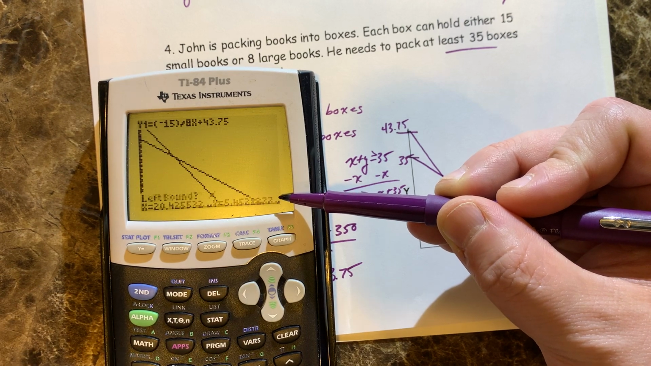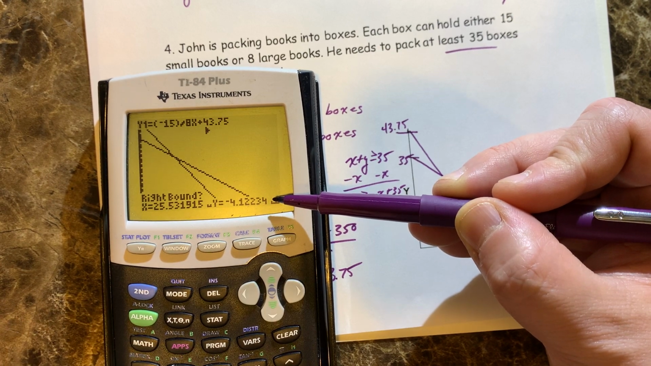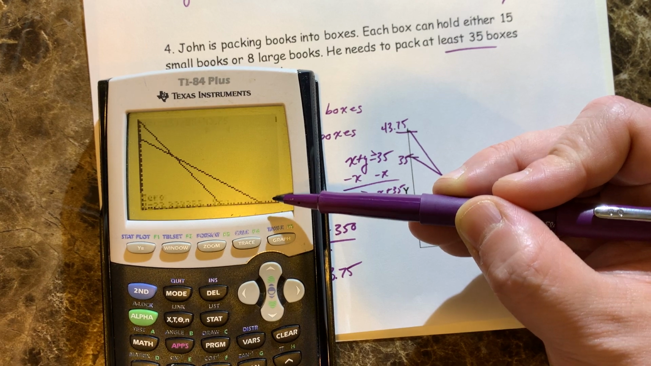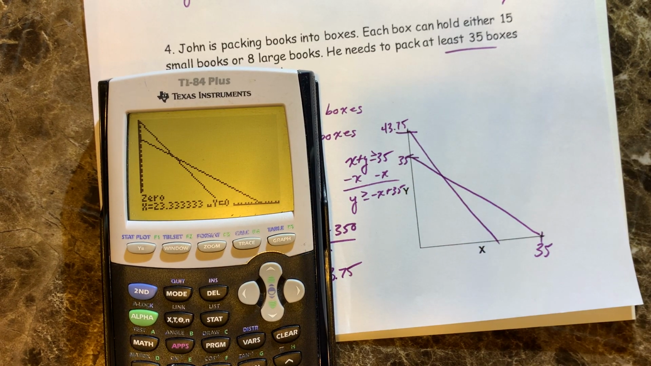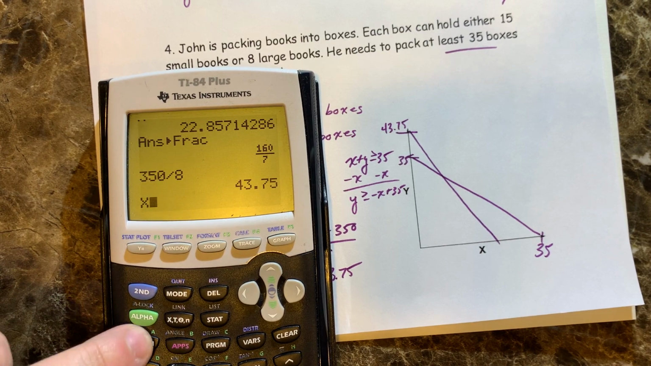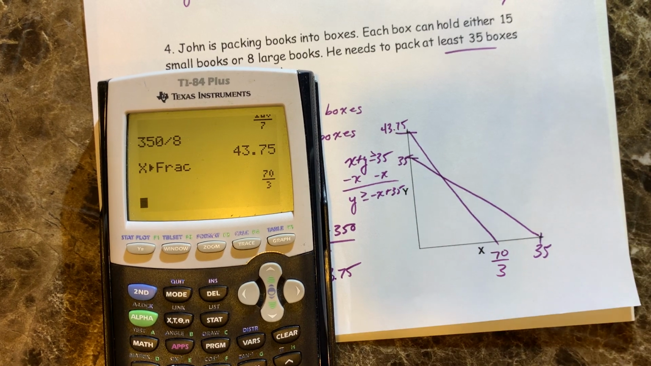Okay. Hit enter. Then scroll to the right until I see some negative numbers appear. There we go. Hit enter and then try to get close to 0 by going back left a little bit. And there we go, 23 1/3. And if you wanted to turn that into an improper fraction, you would get 70/3. So we know that's happening here.